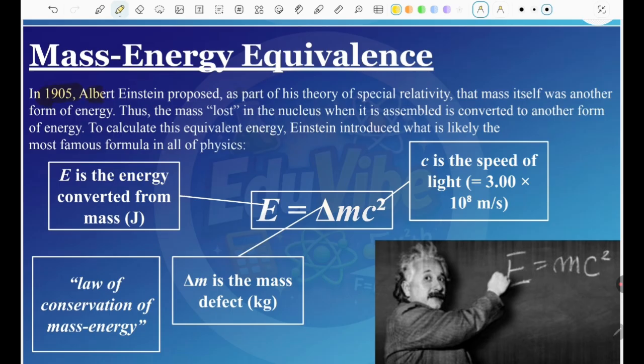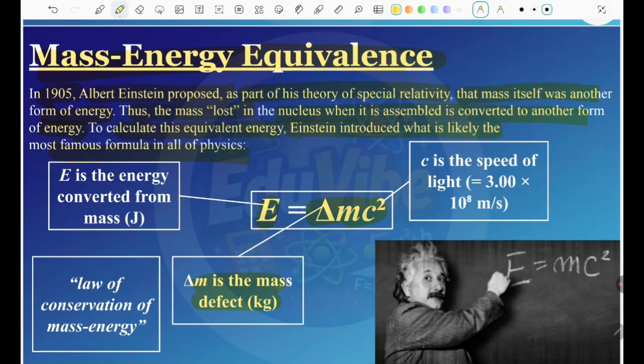So in 1905, Albert Einstein proposed, as part of the theory of special relativity, that mass itself is another form of energy. The mass lost in the nucleus when it assembles is converted to another form of energy. To calculate this equivalent energy, Einstein introduced what is likely the most famous formula in all of physics, which is called the mass-energy equivalence.